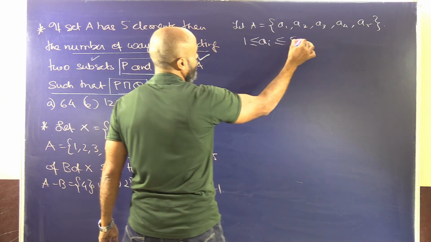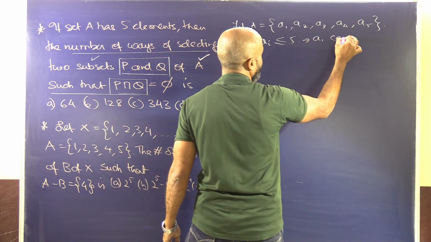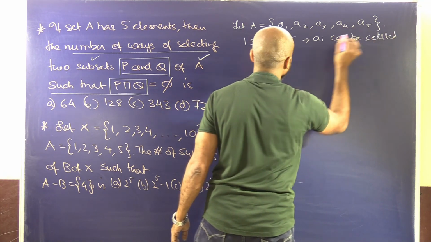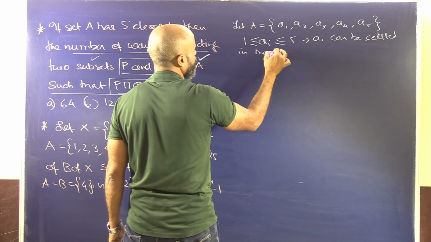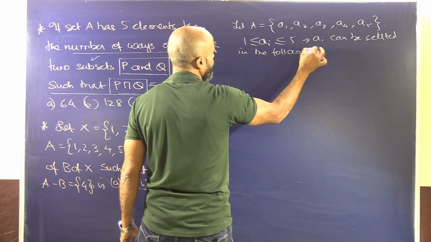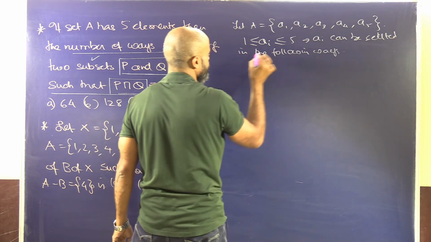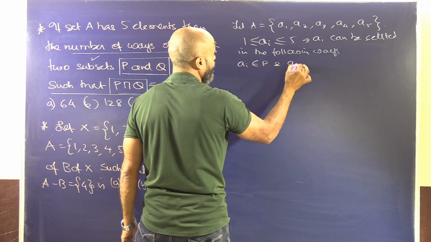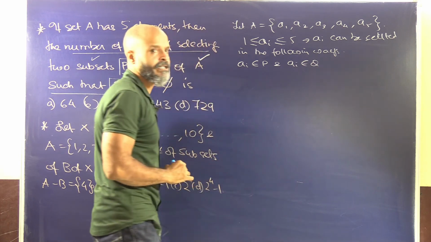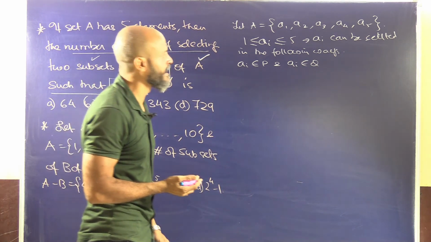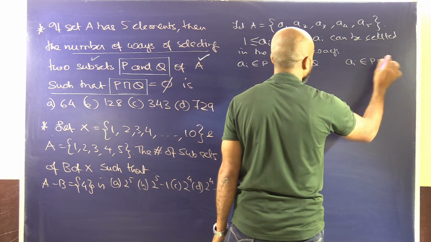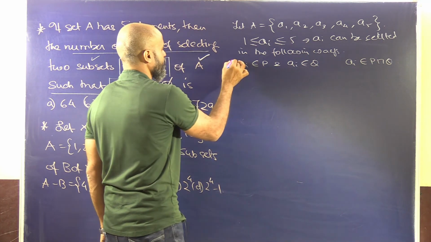Now Ai can be selected in the following ways. What are the ways in which this can happen? This can happen such that Ai belongs to P and Ai belongs to Q, which means that Ai is a part of P intersection Q. So Ai is basically belonging to P intersection Q. Okay, so this is the first option.